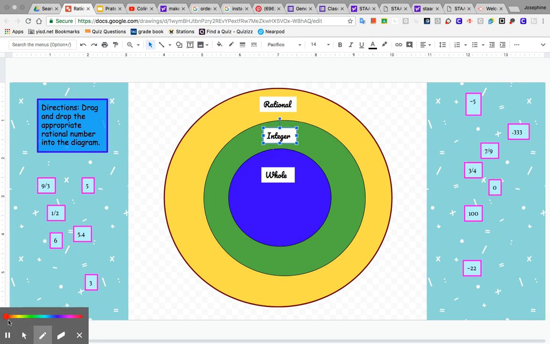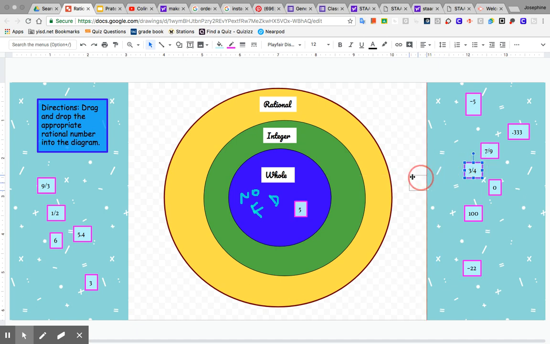So I'm going to write that down for you guys so you don't forget. No fractions or decimals. There are no fractions, no decimals. They are whole. 5 is whole.